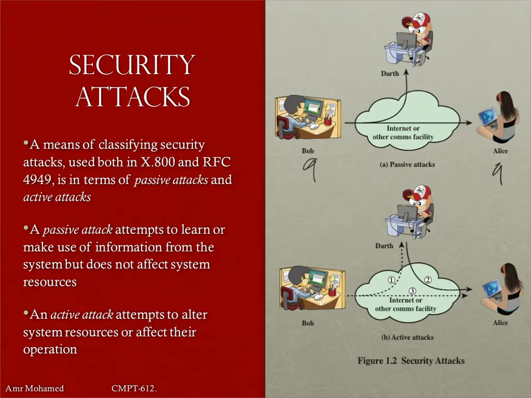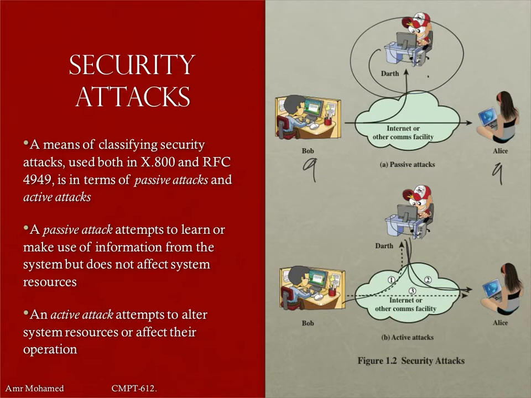Okay, so there is Darth, or sometimes they call it Eve. It's eavesdropping on the communication. That's a passive attack. So it's kind of observing. It's observing the communication between Alice and Bob. This is a passive attack. An active attack is to use whatever information I extracted from the passive attack in order to carry out an active attack.